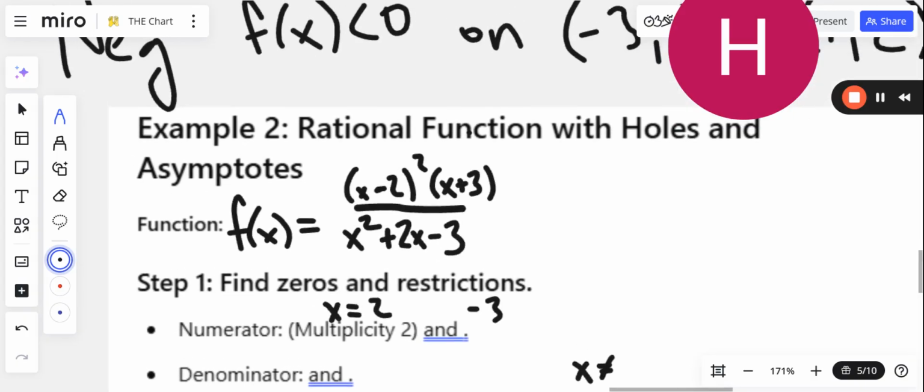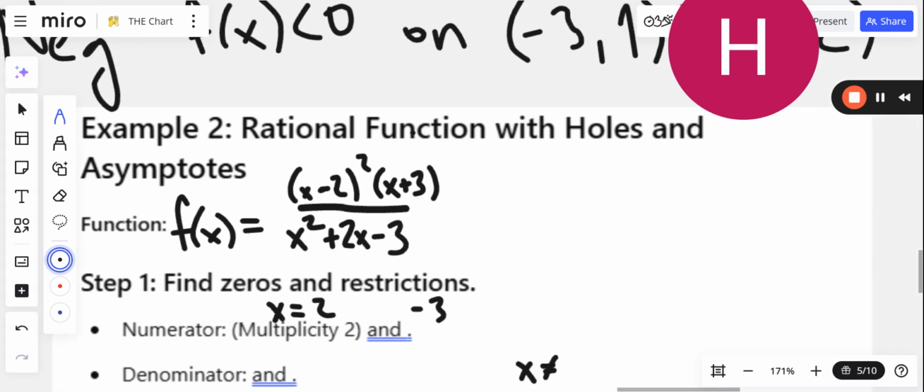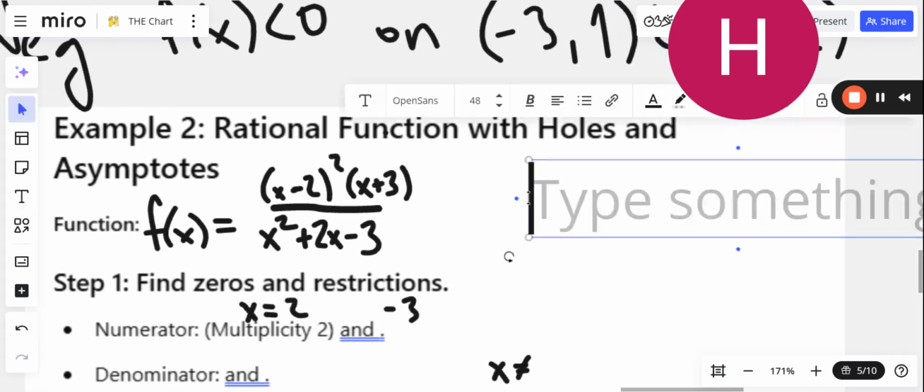Let's take a look. We have a rational function, and this one's going to have holes, and it's going to have an asymptote. So one thing that I didn't mention yet is that when one of our factors is in a denominator of a fraction, the zeros mean something different, right? So let's just write that here, make it smaller.